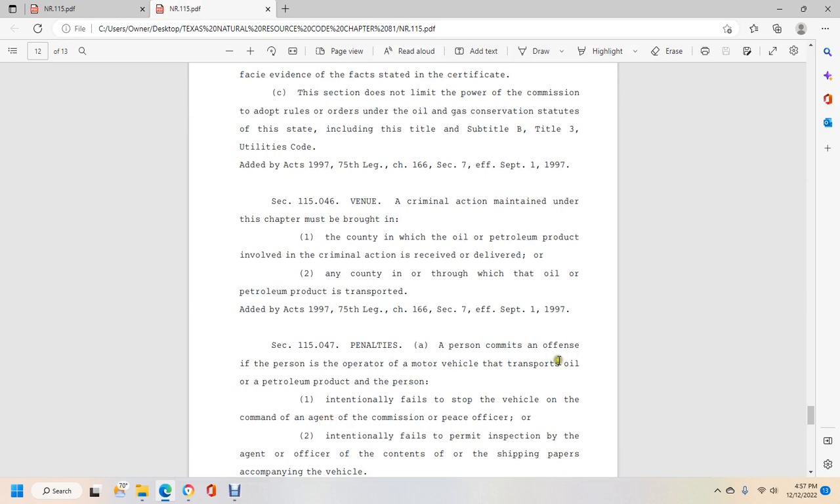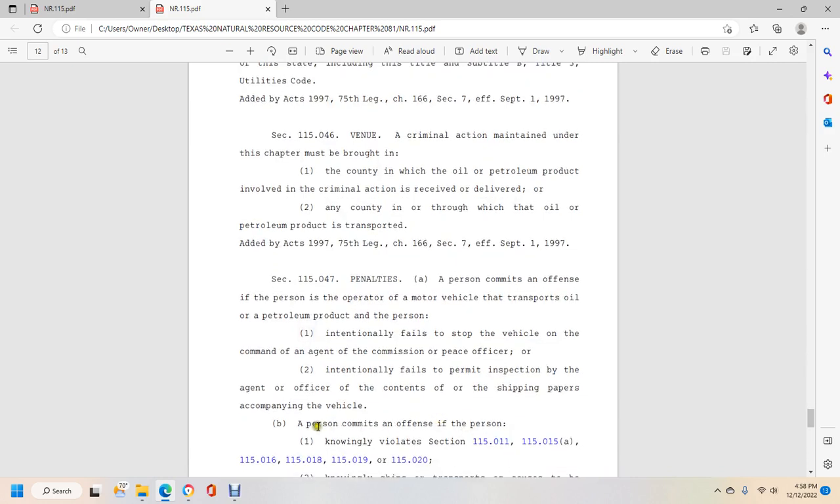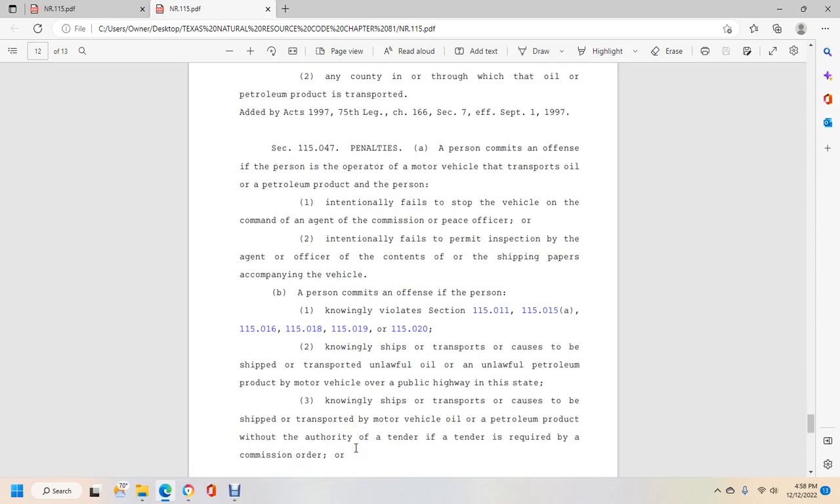Section 115.047, penalty. A person commits an offense if the person is the operator of a motor vehicle transporting oil or petroleum product and intentionally fails to stop the vehicle on the command of an agent of the commission or peace officer, or intentionally fails to permit inspection by the agent or officer of the contents of the shipping papers accompanying the vehicle. A person also commits an offense if the person knowingly violates Section 115.011, 15A, 16, 18, 19, and 20.